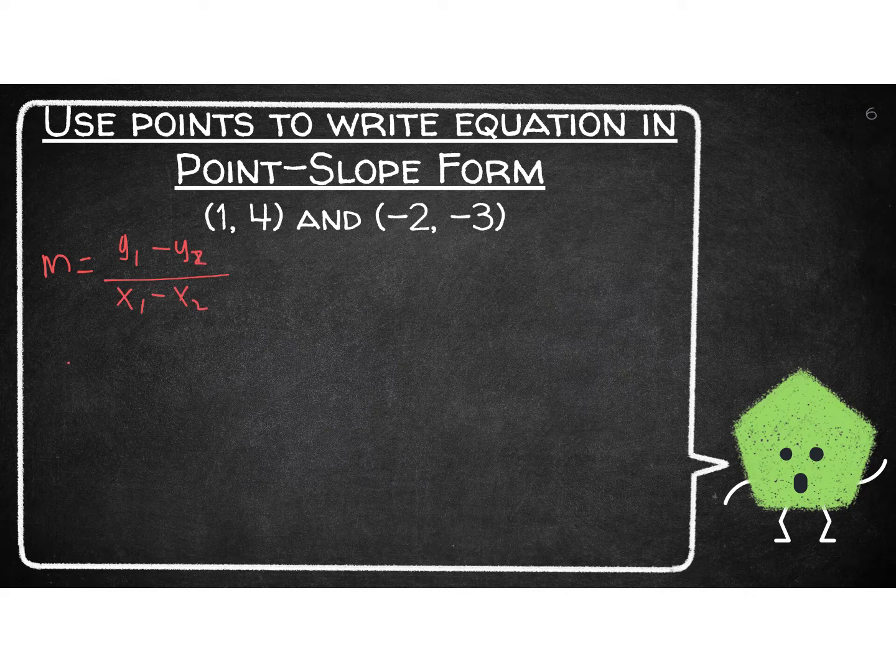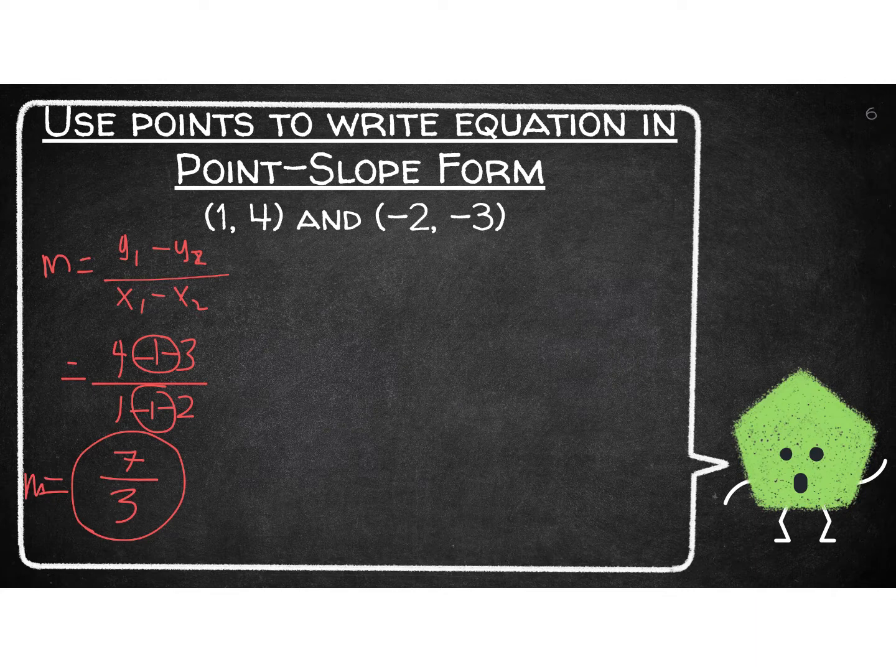And then we put our points in. So my y1 will go 4 minus -3 over 1 minus -2. Double negative becomes positive, that's a 7. Double negative becomes positive, that's a 3. So the m is 7/3. And then I can find my point slope form.